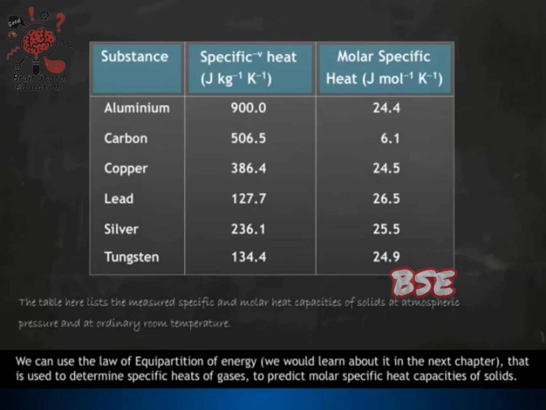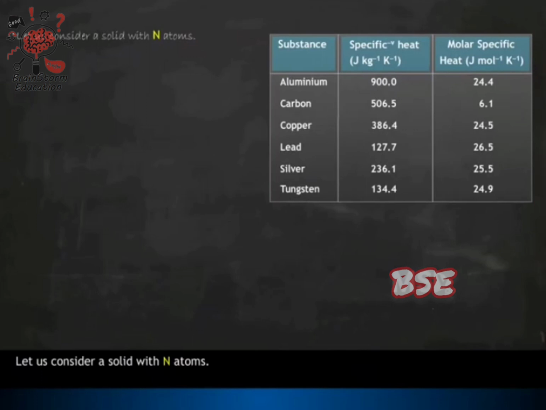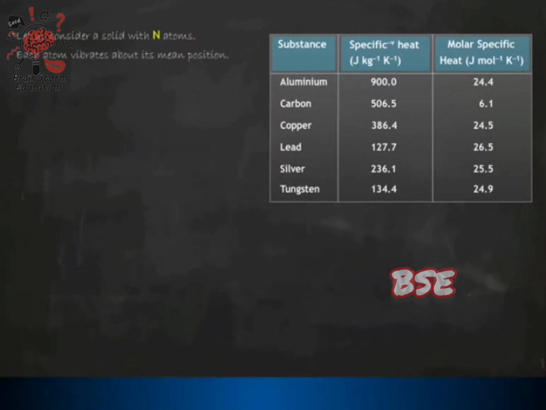We can use the law of equipartition of energy, which we would learn about in the next chapter, that is used to determine specific heats of gases, to predict molar specific heat capacities of solids. Let us consider a solid with N atoms. Each atom vibrates about its mean position.